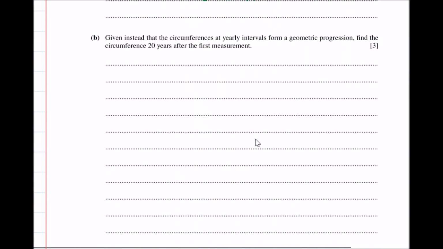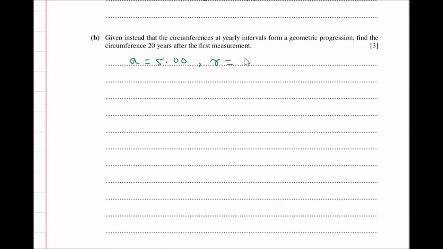Given instead that the circumference at yearly intervals form a geometric progression. Now this time geometric. Find the circumference 20 years after the first measurement. Similar question, this time we have to apply the geometric progression. So we'll find A equal to 5, and so A equal to 5.00 or 5.